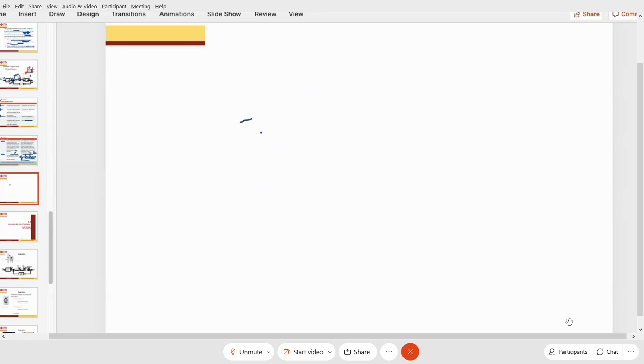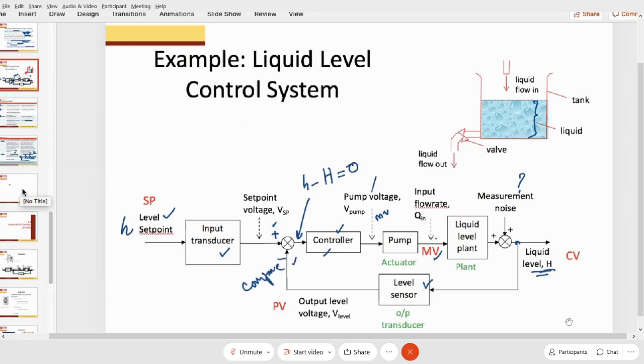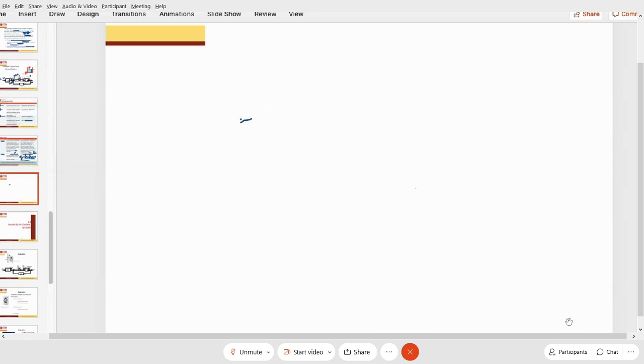Okay, so something like this. If we take the example, maybe we have the level control system, correct? You know that level control system. You have the input, and then you have the output. Maybe open loop or closed loop is okay. So this is your controller, and then maybe you have a motor. We use the motor to pump in the liquid.